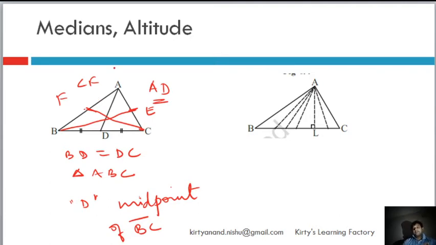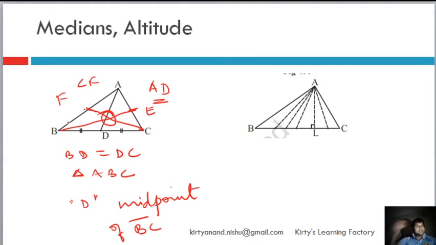And one important thing is that try and draw any triangle and then draw all the three medians. You will see that all the three medians will intersect at one single point, which is also known as the centroid of the triangle. And it is very, very critical.